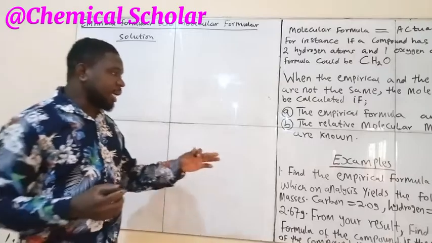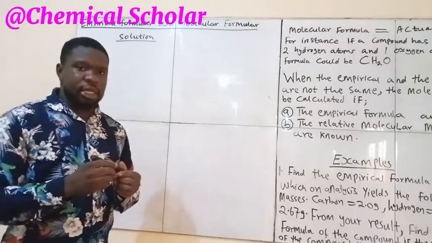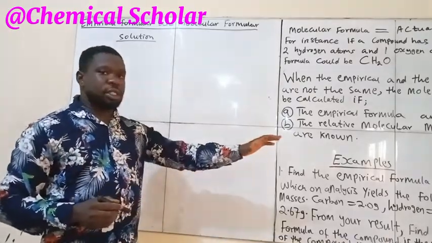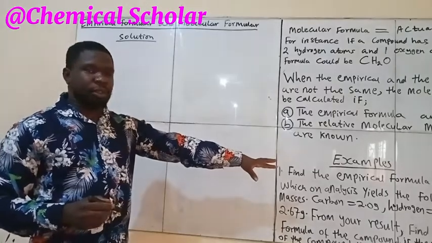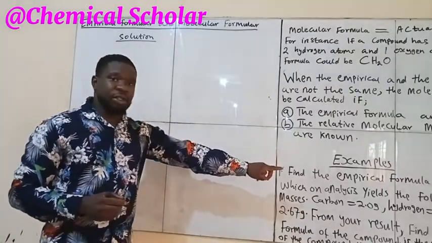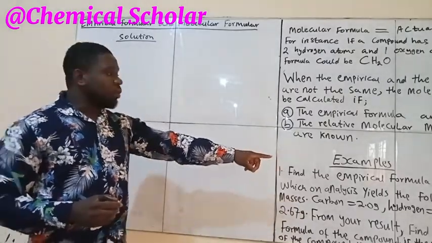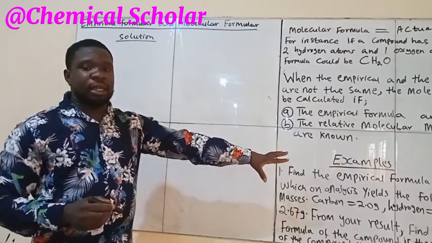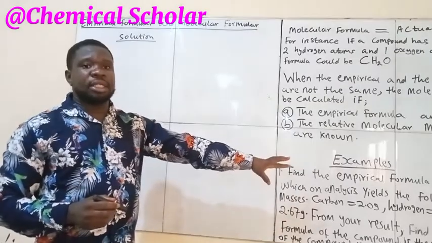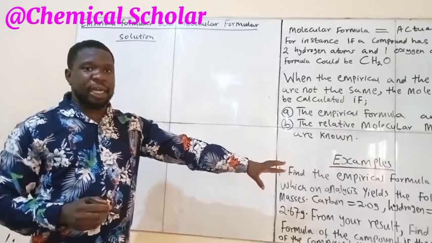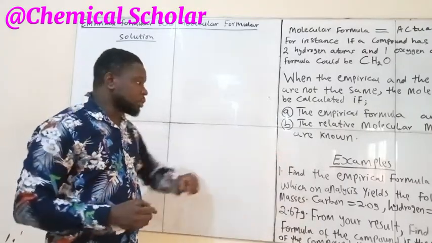First of all, we start by identifying the elements that are contained in that particular compound, or the elements that are reacted together in that compound. And then when we get the elements, we now get the ratio in which they are combined in that compound. Okay, so let's get the elements.